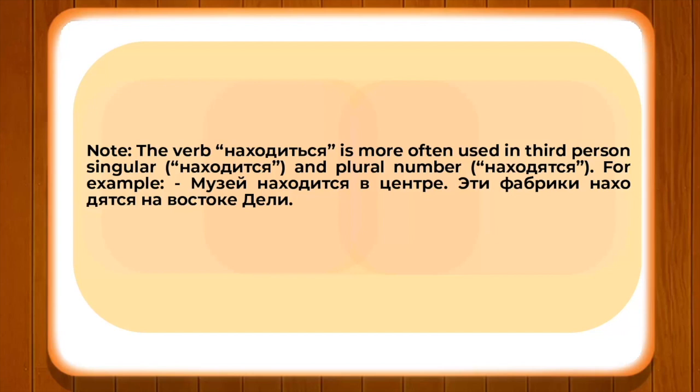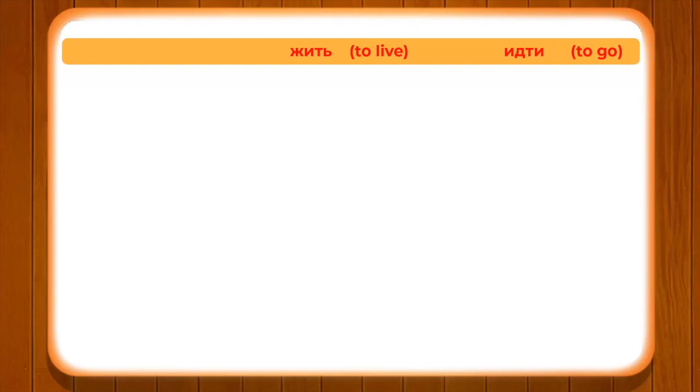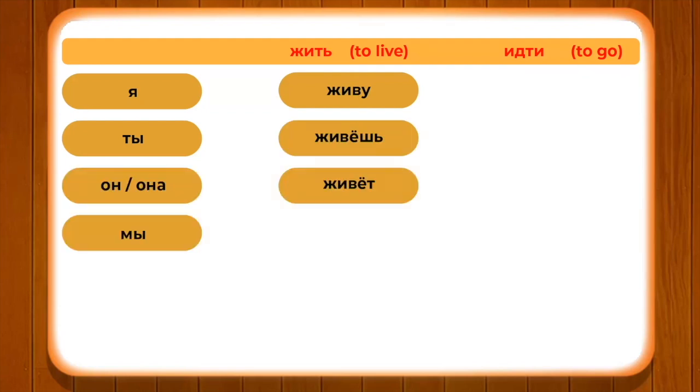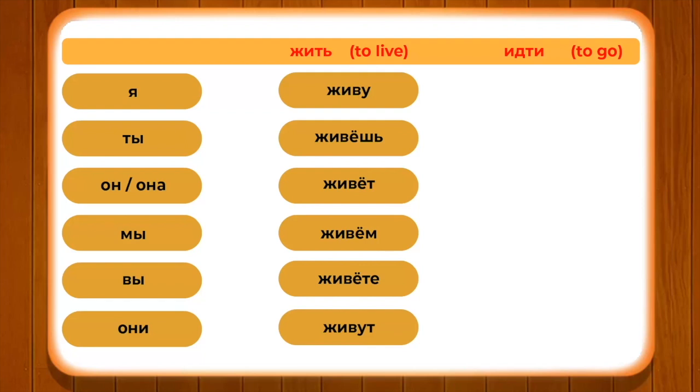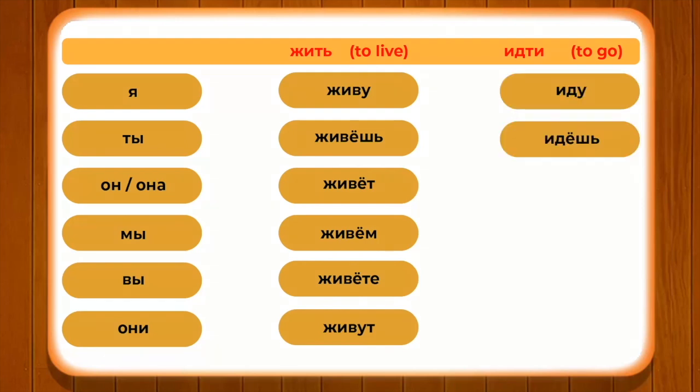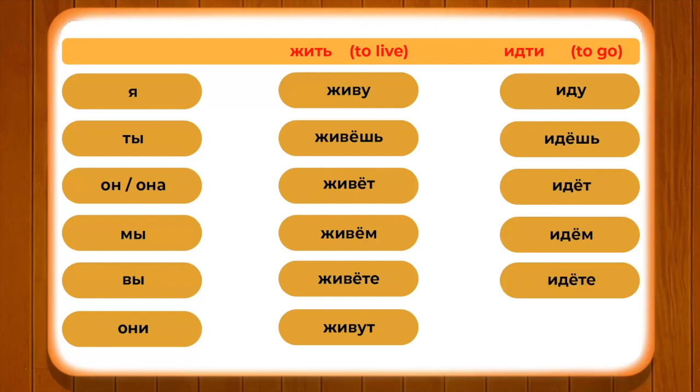So now let's pay attention to some of the verbs which we have used in this text. We have two verbs, жить and идти. Жить we already know means to live, and идти means to go. Now quickly see the conjugation of these two verbs. For жить, я живу, ты живешь, он, она живет, мы живем, вы живете, and они живут. Whereas in case of идти, я иду, ты идешь, он, она идет, мы идем, вы идете, and они идут. So you can also use these conjugated forms as per the requirement of the sentence.